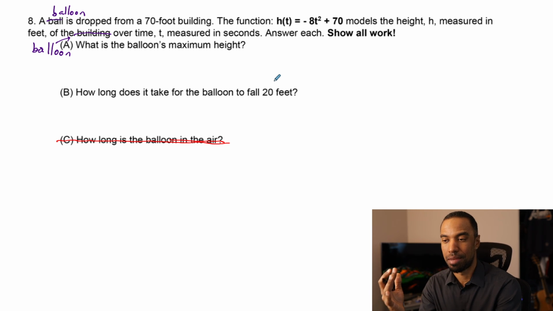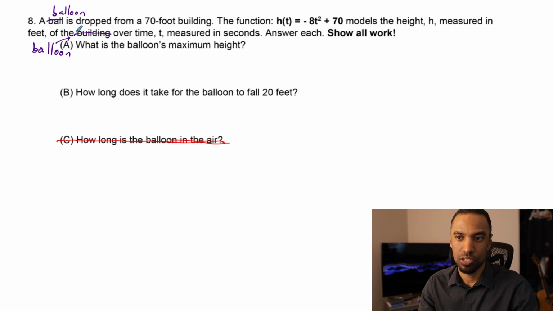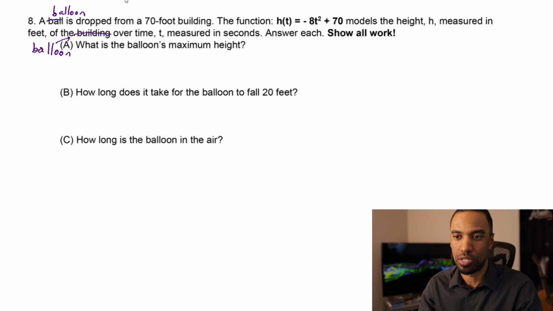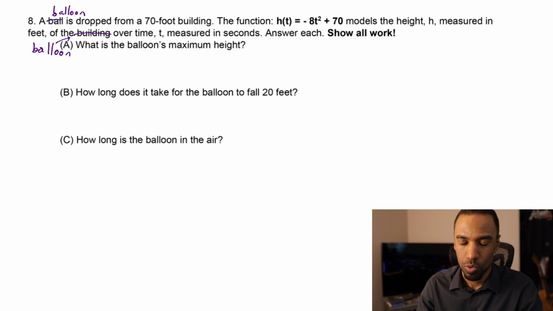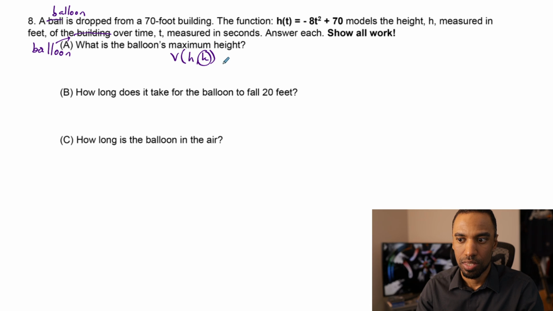I'm at pause again because we can't. Okay, we can answer these two because it's a different kind of problem. We just got to take square roots. They're not going to be integer answers. What is the balloon's maximum height? We got to find the vertex K value.